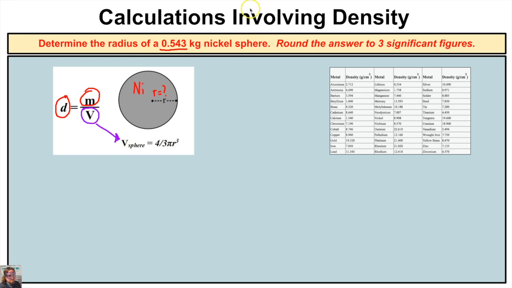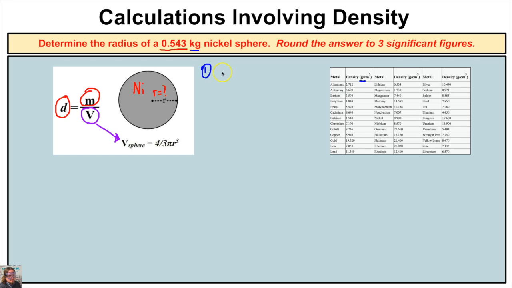But the very first thing we have to do before we can do any of this math, number one, is convert the kilograms. The mass here is in kilograms, and we see on our density table that the density is in grams. Typically in a high school chemistry course, the units for density will be grams per cubic centimeter or grams per milliliter. Because of that, we have to convert the kilograms to grams first, so that when we do our calculations, those units will cancel out.